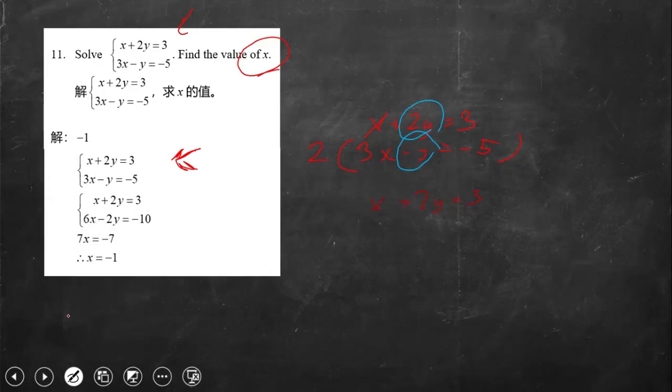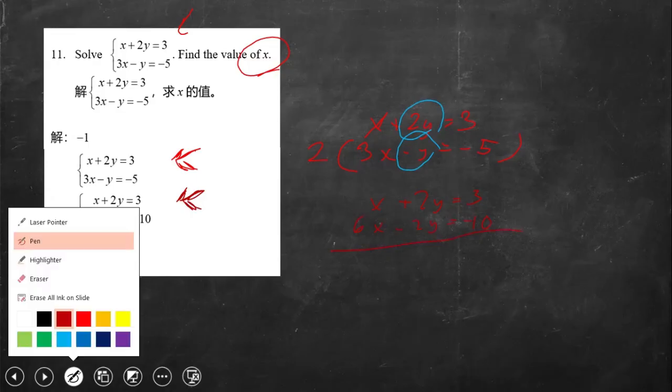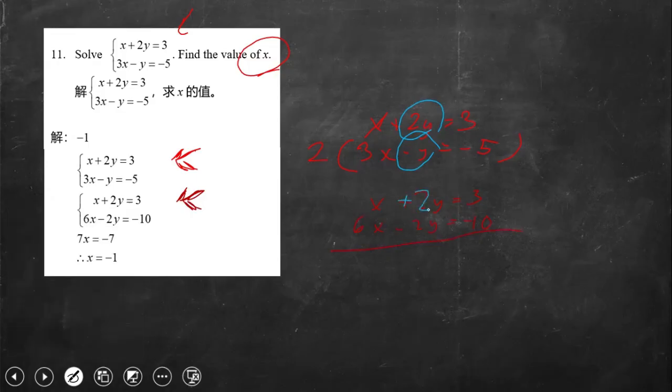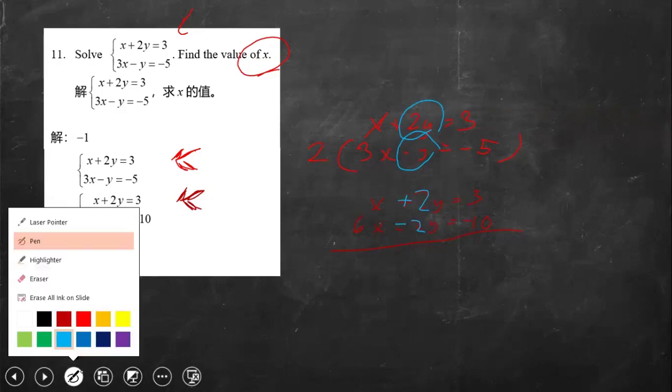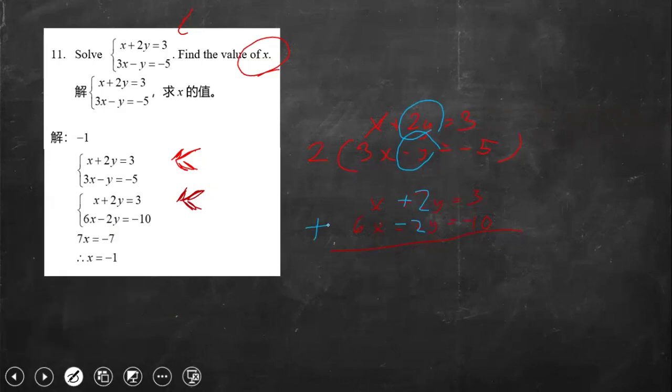Apply 2 so that we have 6x minus 2y is equal to negative 10. That's how we have this second equation here. Now they have the same coefficient, positive 2 and negative 2. Adding the equations together, we get 7x, and y will get cancelled. That's how we have this third equation. Then just dividing both sides by 7, you have x is equal to negative 1.